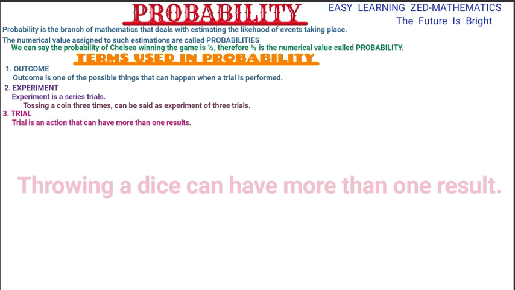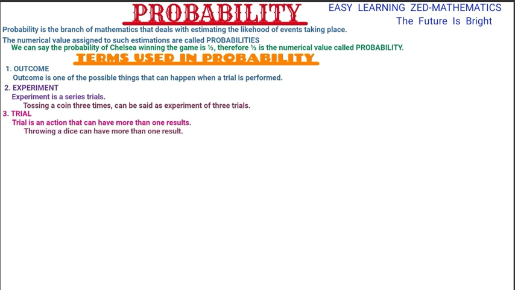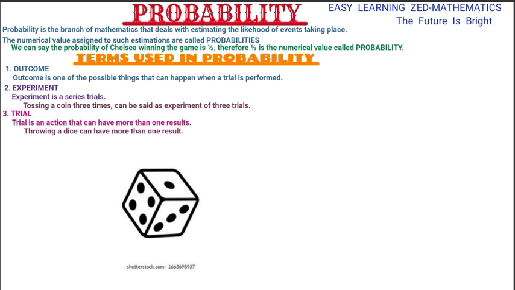Throwing a dice can have more than one result. When you throw a dice, it can land with 1 on top, or 2 on top, or 5 on top. For instance, you throw a dice once, it lands on 1. Then you throw again, and it lands on 5. That means you now have 2 trials which are forming one experiment.